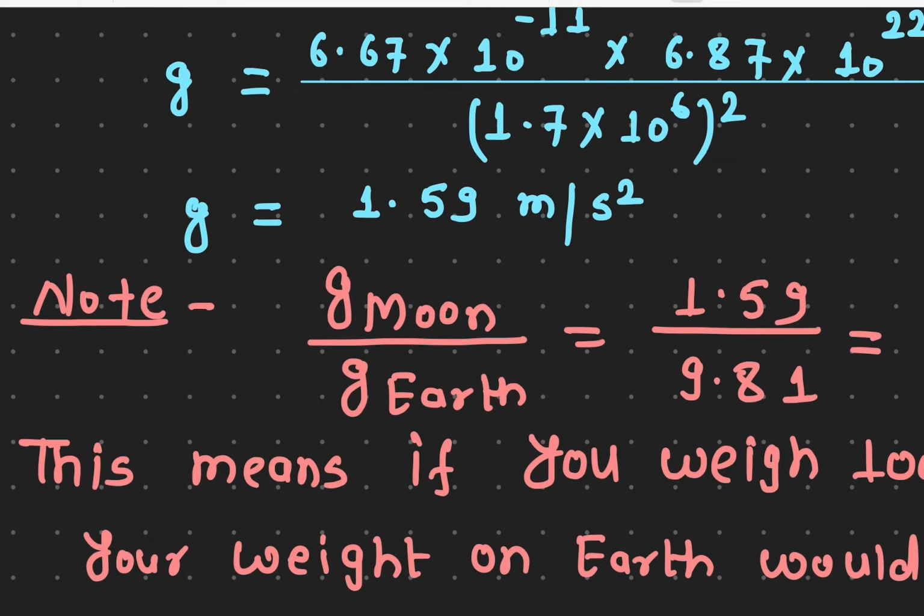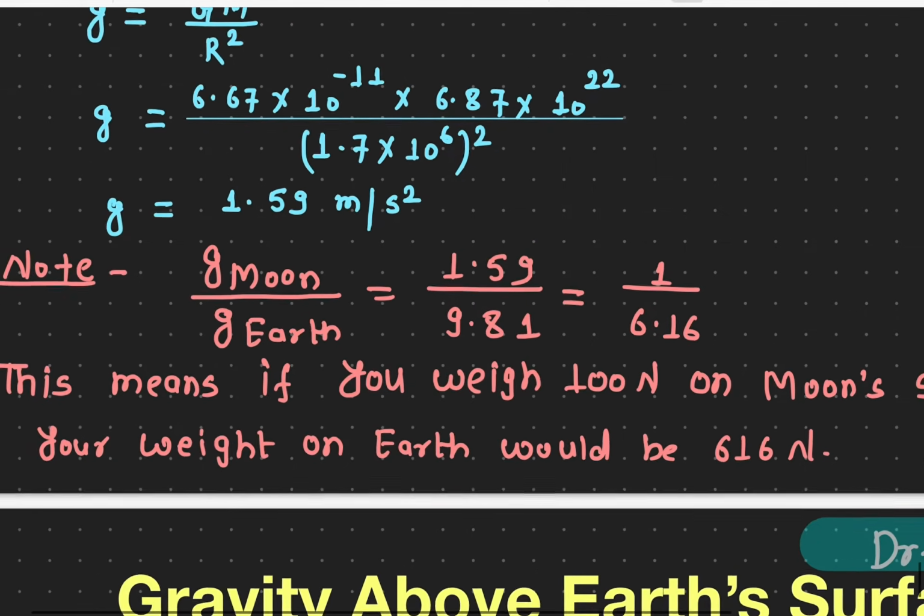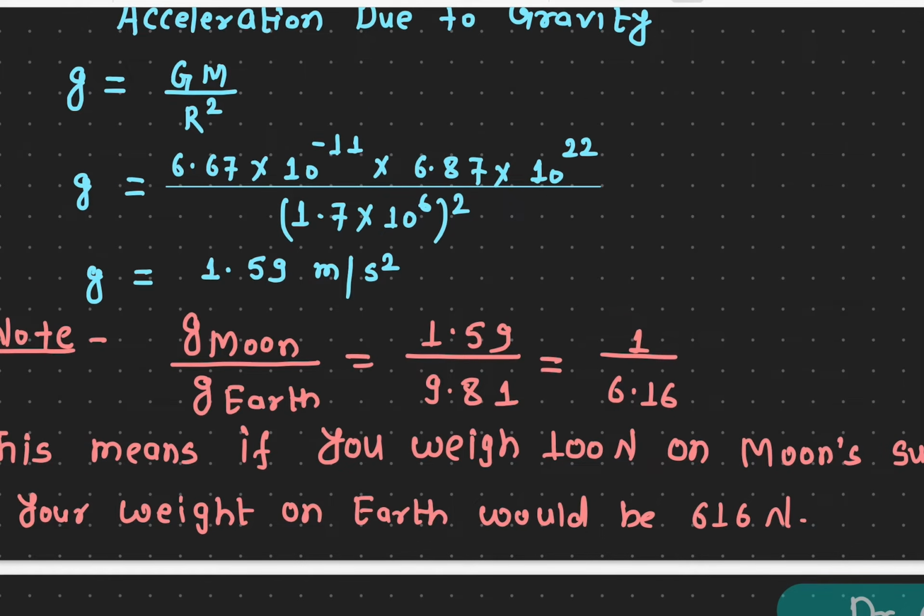Now if we compare the acceleration due to gravity on the moon surface and on the earth surface, what do you get? On the moon we have 1.59, and on the earth we have 9.81. If you solve it, the ratio we get is 1 over 6.16. So what does this number tell you? That means if you measure your weight on the moon surface, and let's say it is 100 Newton, then your weight on the earth surface would be 616 Newton, about a factor of 6.16.